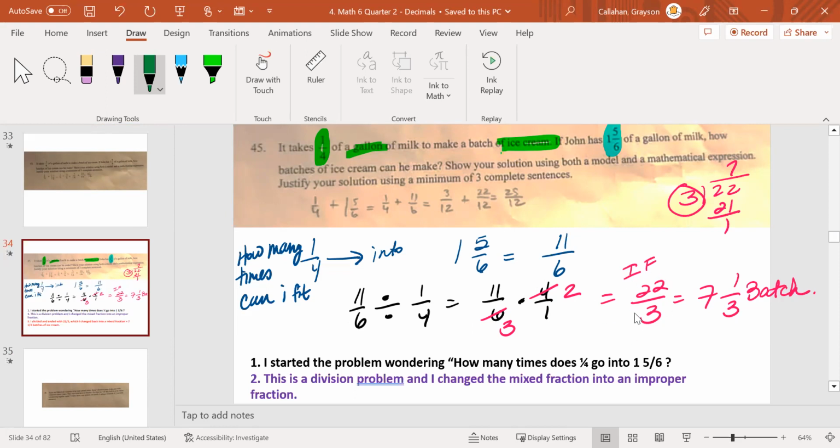So then I'm going to divide this from an improper fraction into a mixed fraction. So 22 divided by 3 is 7, which leaves the remainder of 1. So he can make 7 1/3 batches. So that means he can make 7 batches of ice cream and 1/3 of a batch, right?